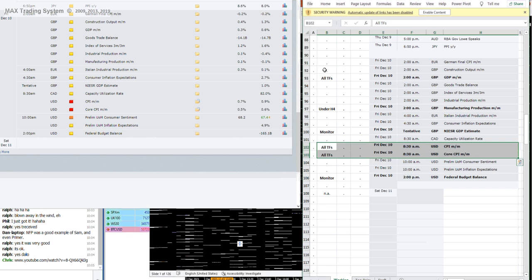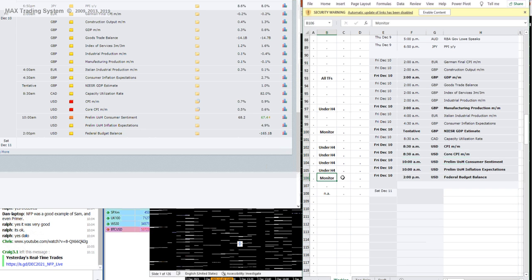And we will have the 2 US dollar preliminary University of Michigan consumer sentiment and inflation expectation under H4. And I will monitor the Fed budget balance. So the rule goes: anything, all time frames under H4 or high impact, don't place any trades 1 hour prior, get out of them within half an hour. This is because there could be volatility when the news comes out.